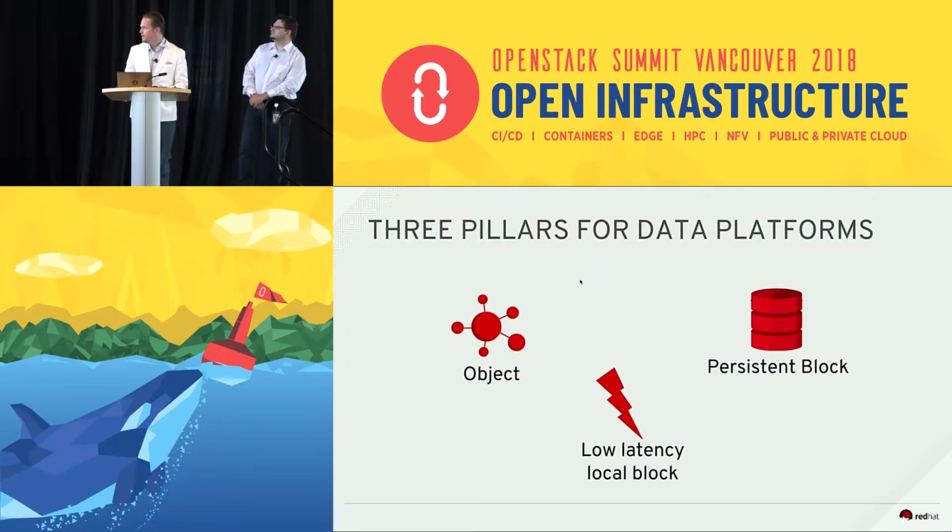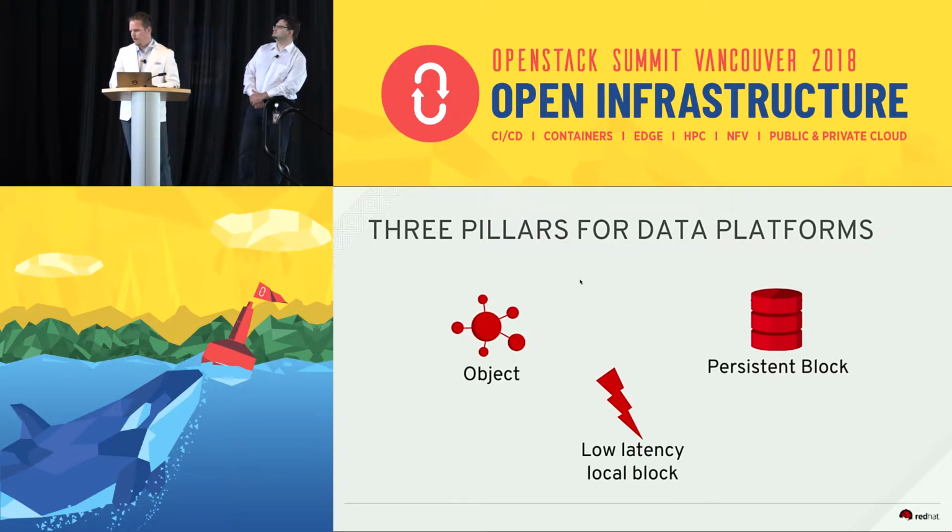So the three main pillars that are necessary for data platforms are object, of course. In the public cloud, you have Amazon S3 or Google Cloud Storage. In the private cloud, you see people using Ceph or OpenStack Swift. There's persistent block. In the public cloud, this would be your Amazon EBS, your Google persistent disk. And in the private cloud, most commonly we see people using Ceph with RBD.